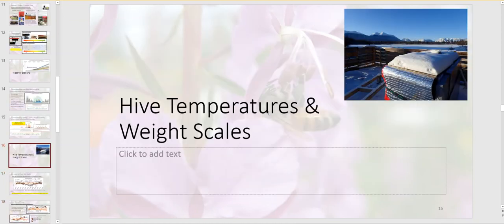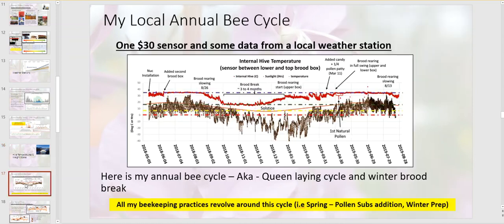So now on to hive temperatures and weight scales. This is a $30 sensor, and with this one, along with my weather station data, the red line is that internal sensor. These are all my main activities during the season. And this brown line is the outside temperature. And then this orangey line is the daylight hours. So you can see that I installed the nuc, I added a second box. Temperature is a lot easier to maintain when the cluster can surround the whole brood nest. It's flat at 35 degrees C.